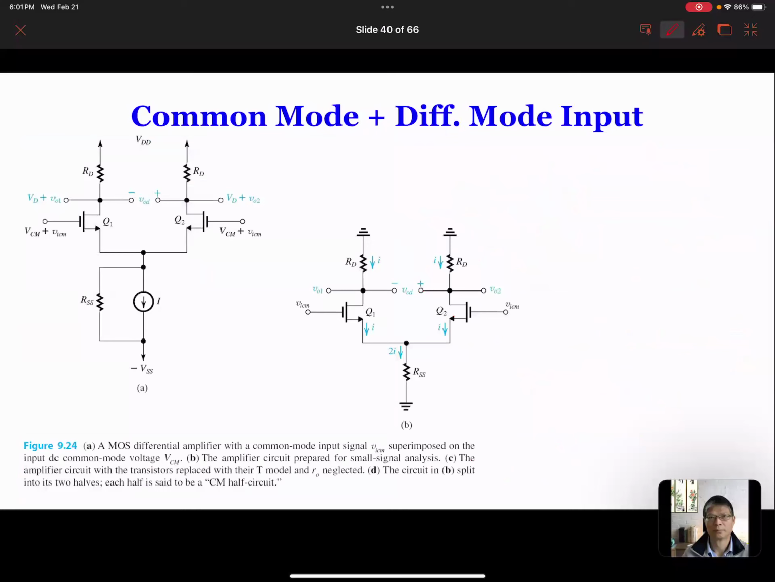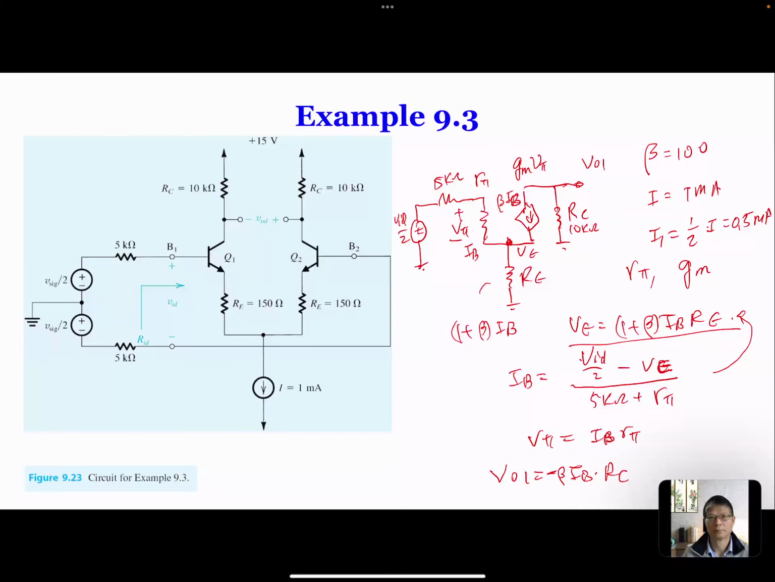I think we're going to stop here so that you guys will have enough time to do the quiz. For now we know the differential pair, and we're going to continue to talk about a few more things about the differential pair.